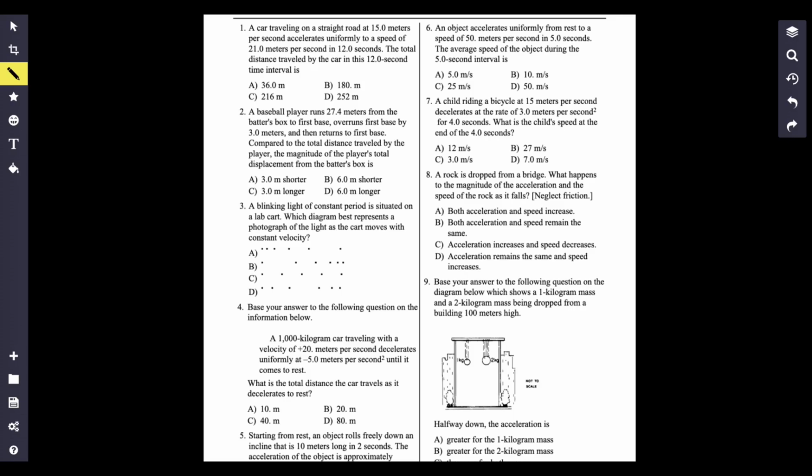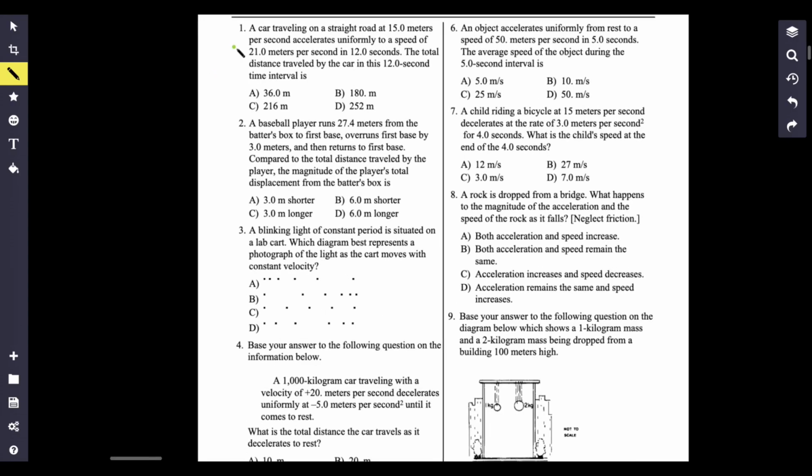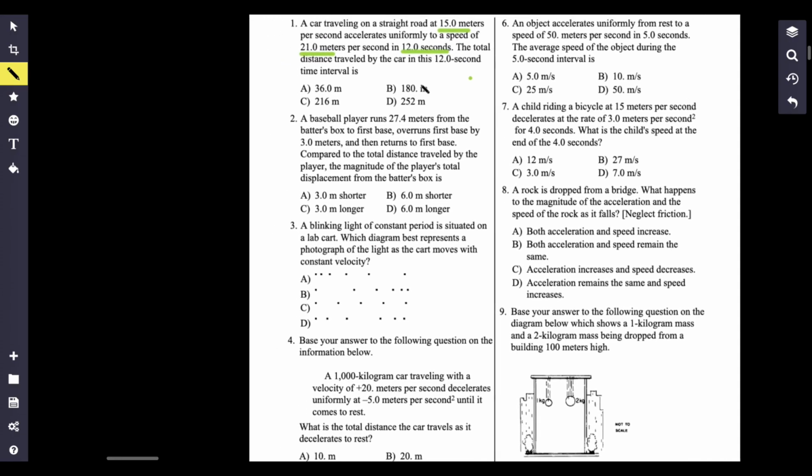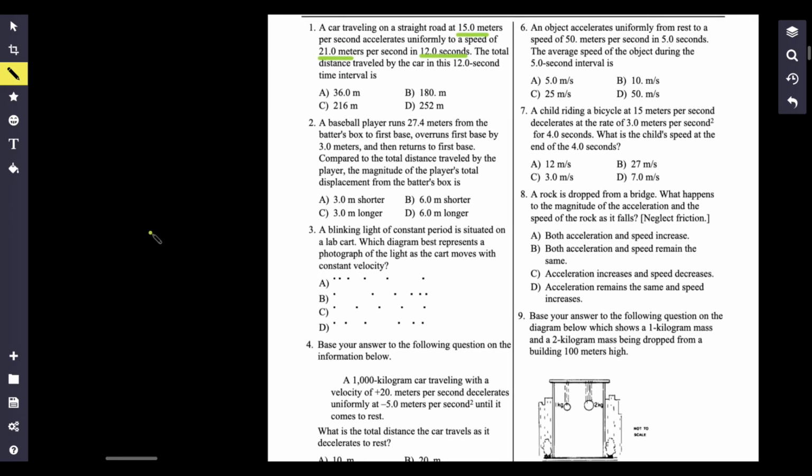Let's do some questions for the physics midterm. So a car is traveling on a straight road at 15 meters per second and accelerates uniformly to 21 meters per second through 12 seconds. So what is the total distance that's traveled by this car? Pause the video for any of these questions, honestly, and try them out yourselves before I do the answer.